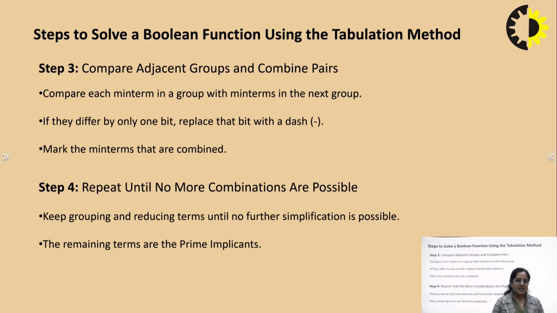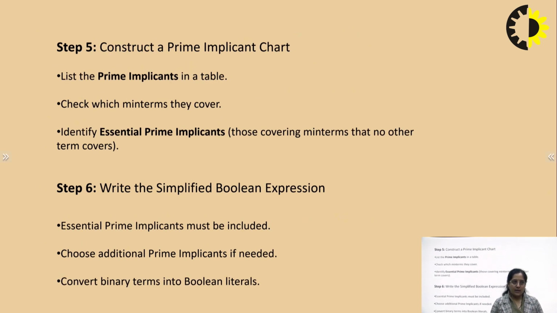So there will be stage 1, stage 2 and stage 3. Suppose in stage 2 we don't have any other groups that are common, then we stop there, and the remaining terms are known as prime implicants. In step 5 we construct a prime implicant table, and from that table we have to find the essential prime implicants.